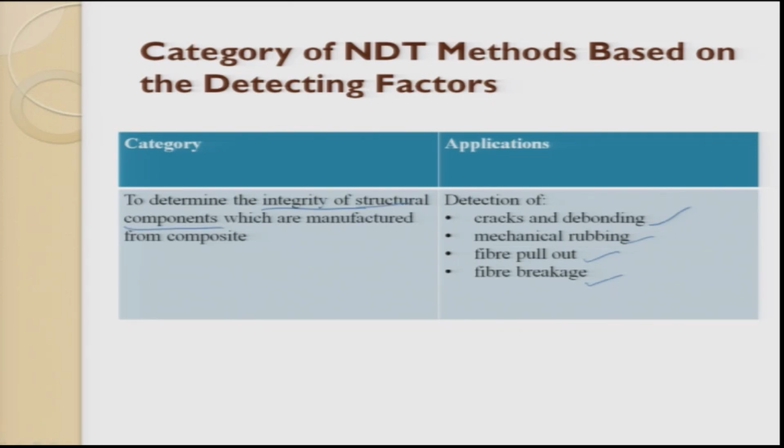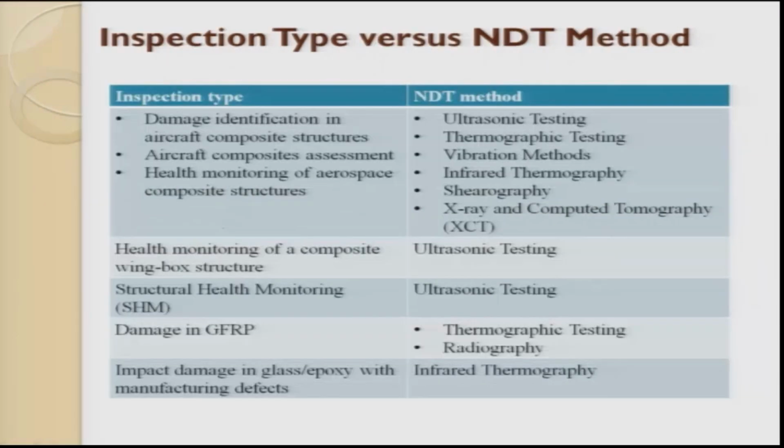While manufacturing, we try to do the non-destructive testing and we try to detect all the defects mentioned here. So, the different types of inspection techniques: inspection type versus NDT method. If you want to inspect the damage identification in aircraft composite structures, we can use ultrasonic testing, thermographic testing, vibration methods, infrared methods, shearography and X-ray. X-ray and computer tomography can be used.